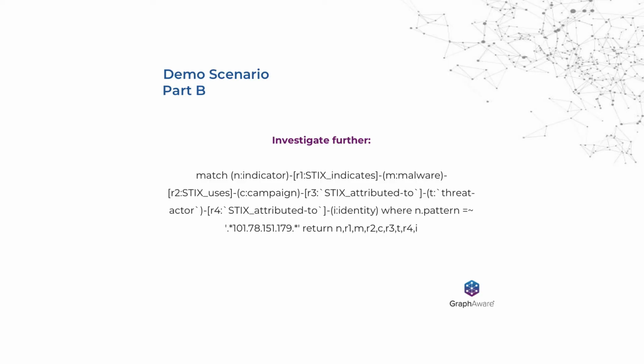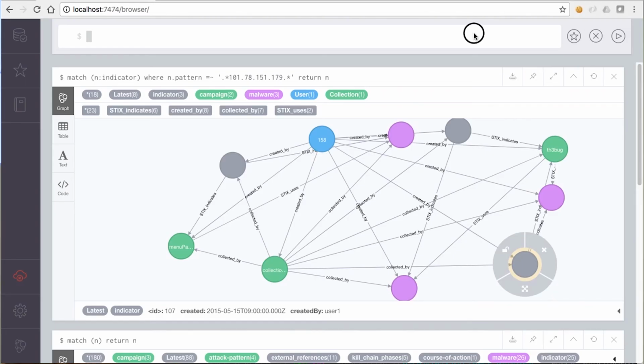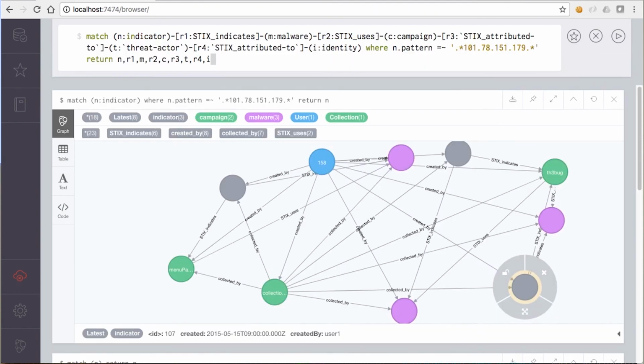we can investigate further by writing a more sophisticated Cypher statement. This Cypher statement says find all indicators whose pattern matches this IP address, which is what we had done previously in the last step, and follow the relationships to return what I like to call the food chain, which is essentially just what it's related to. This query is going to include the indicator, the malware, the attack campaign, the threat actor, and their identities, and return it all to the visualization. So let's execute this.